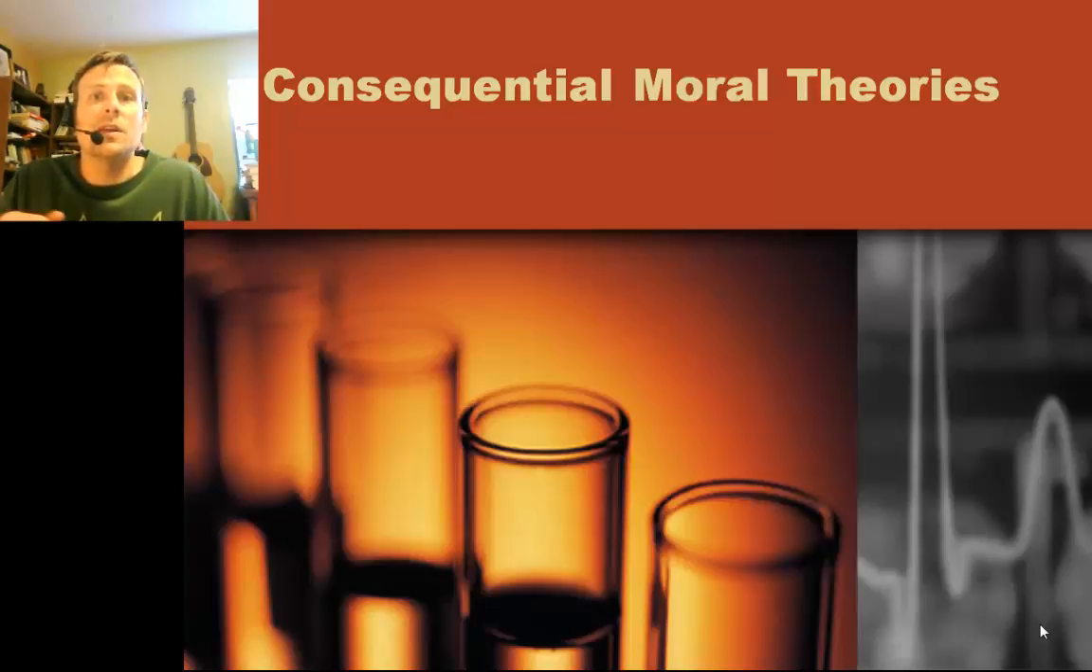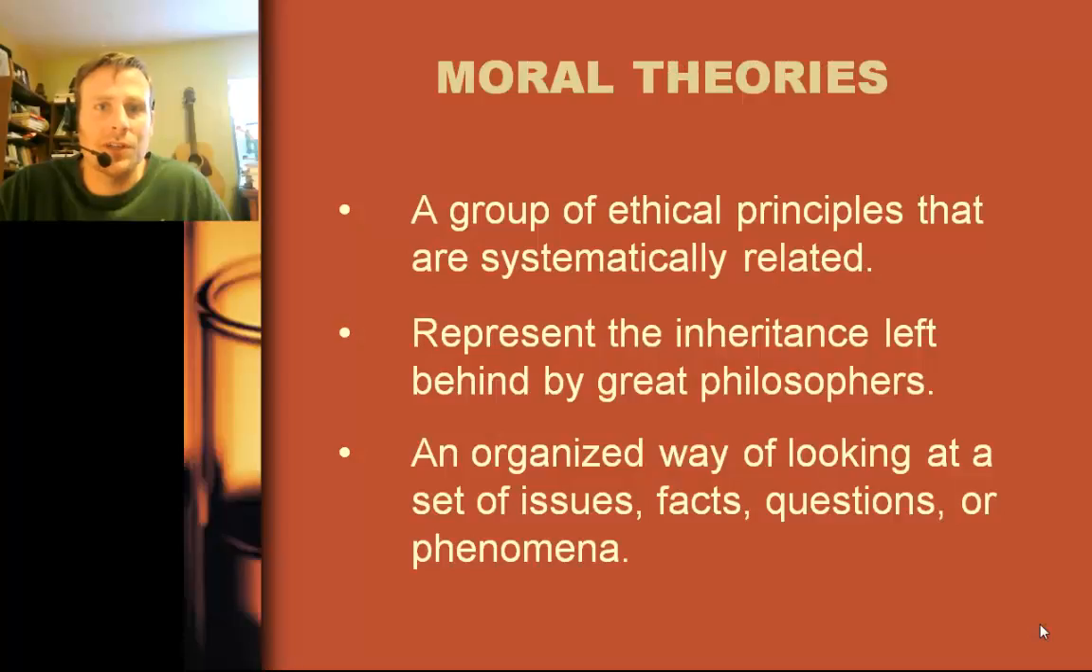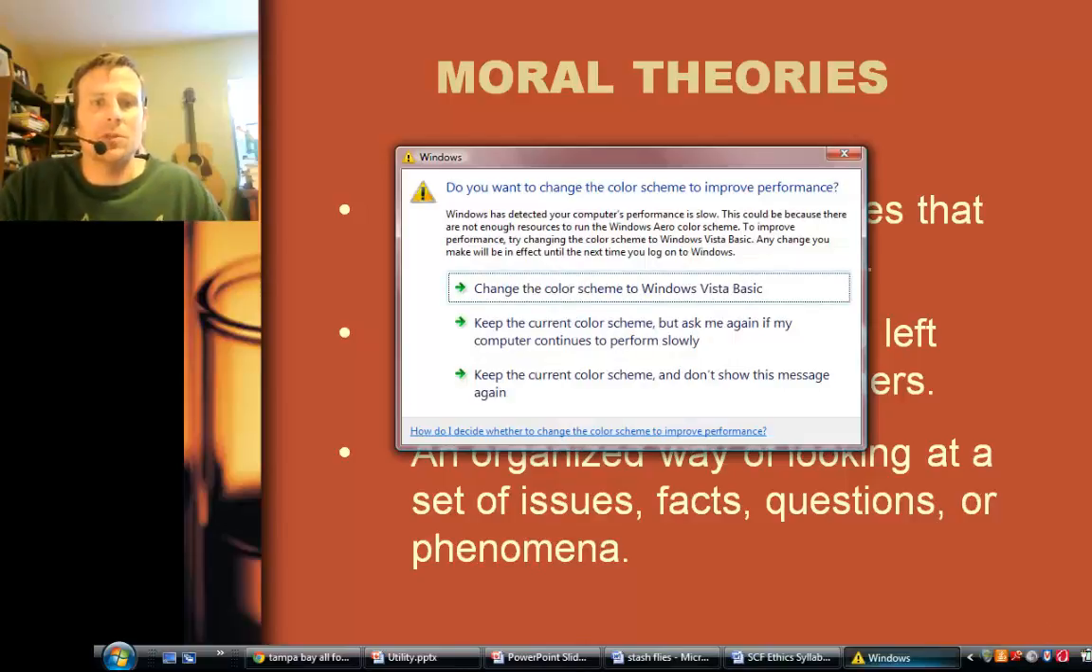And next week, Wednesday, next set of slides, we'll discuss more in depth some of the variations and objections to utilitarianism specifically. So first, a little bit about moral theories. Moral theories are really just a group of principles about which course of action is most desirable or makes the most sense.